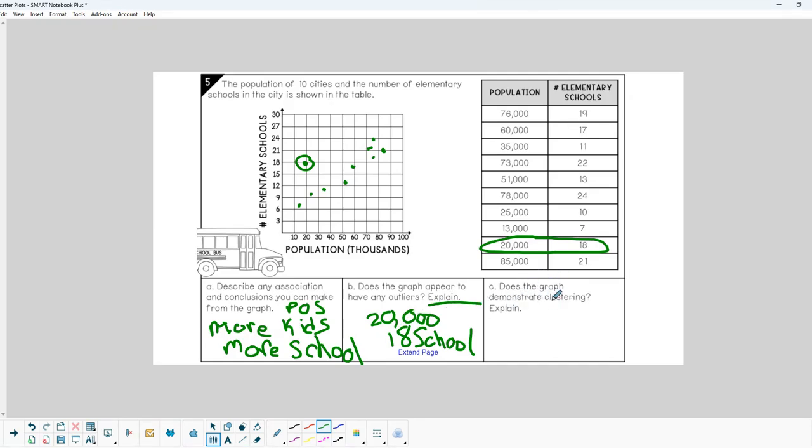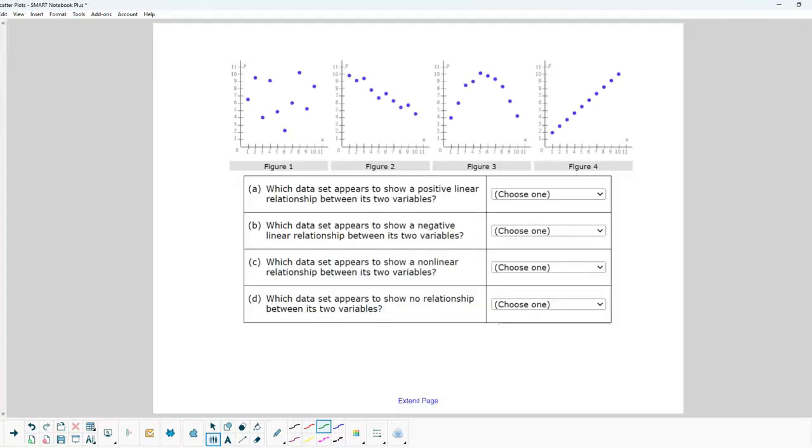Does the graph demonstrate clustering? Explain. I would say no. The data appears to be spread out. There might be a little cluster there and one dot there, but those are not considered real clustering. Okay? All right, that's the kind of questions you could be asked after you plot or get a look at a plot from a scatter plot.